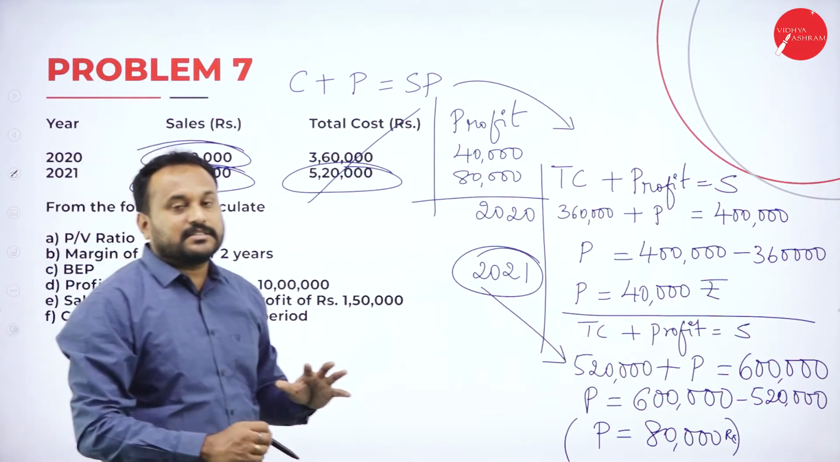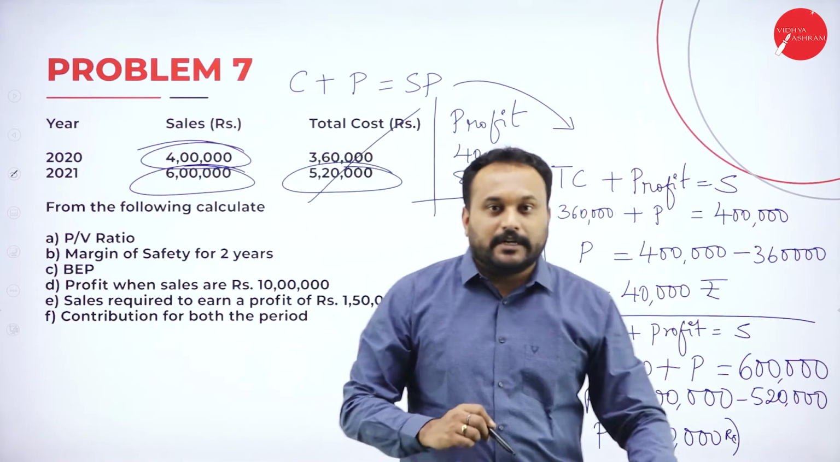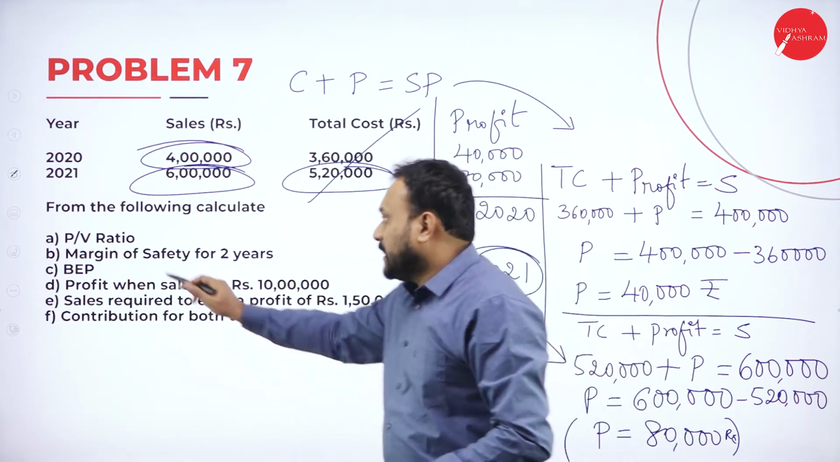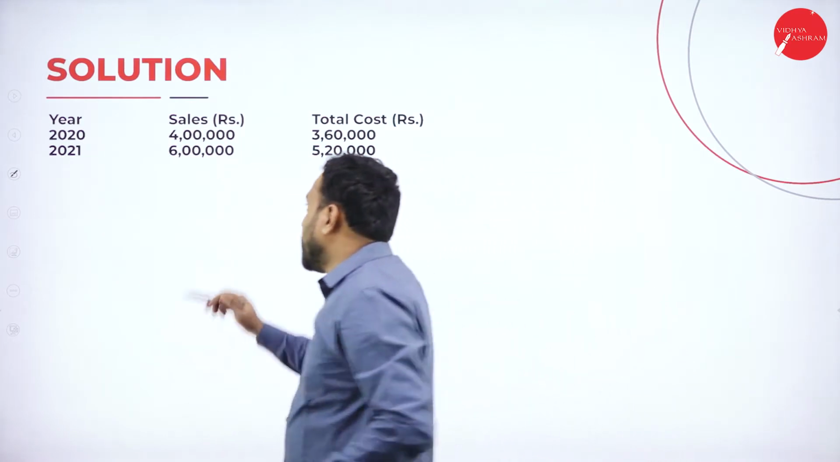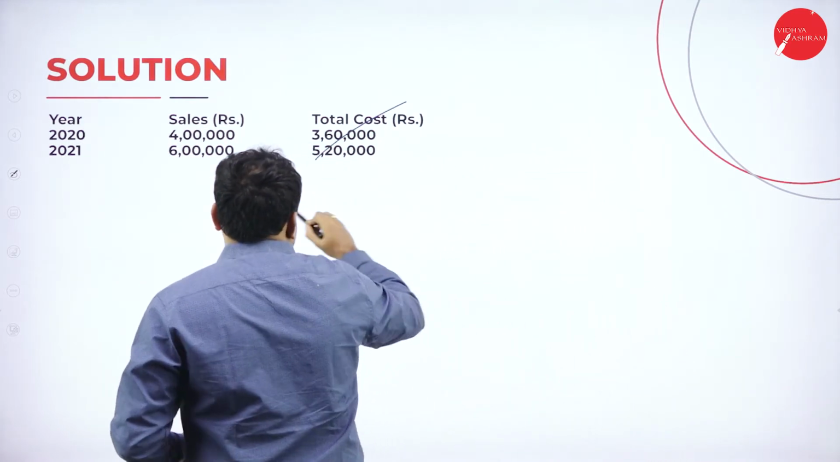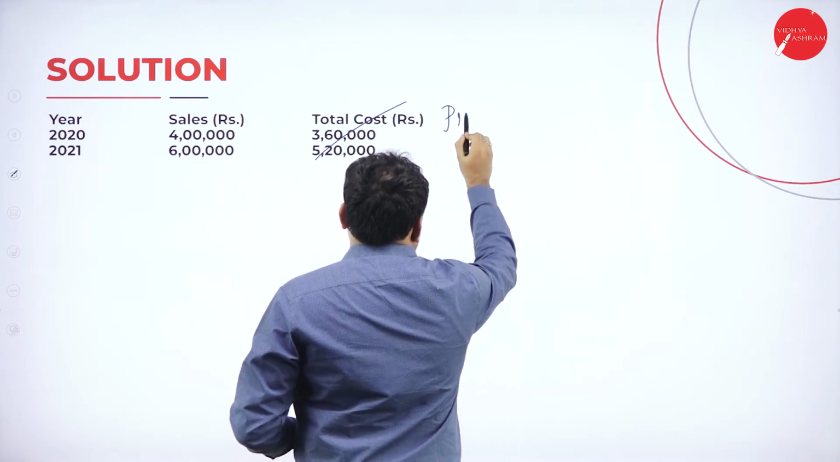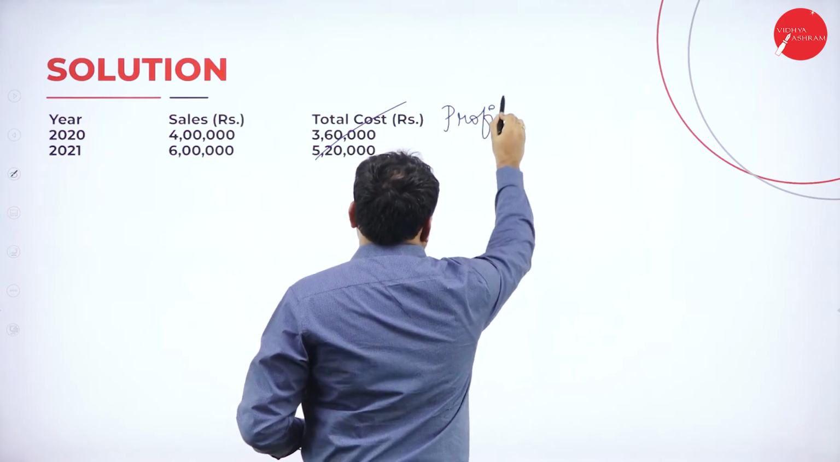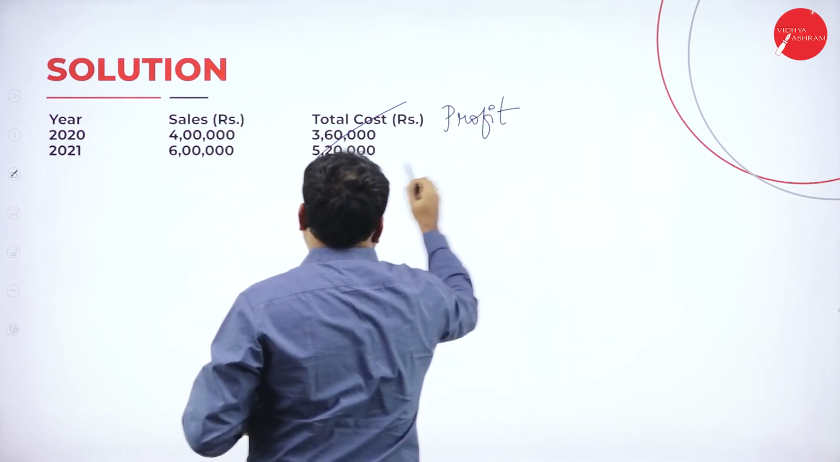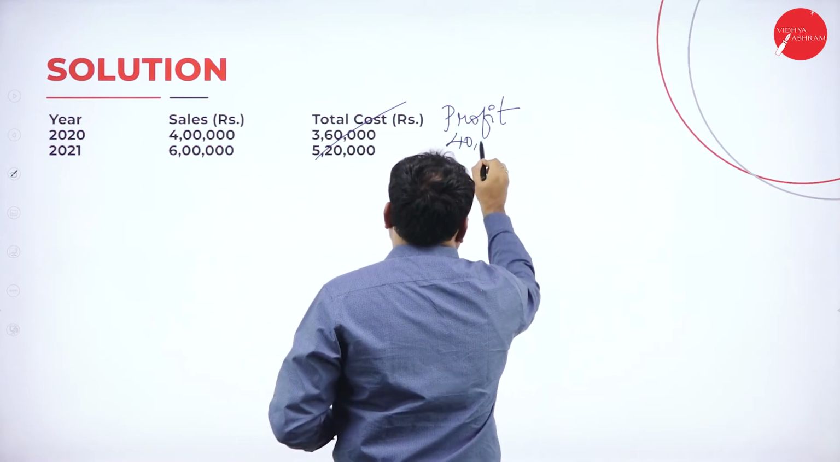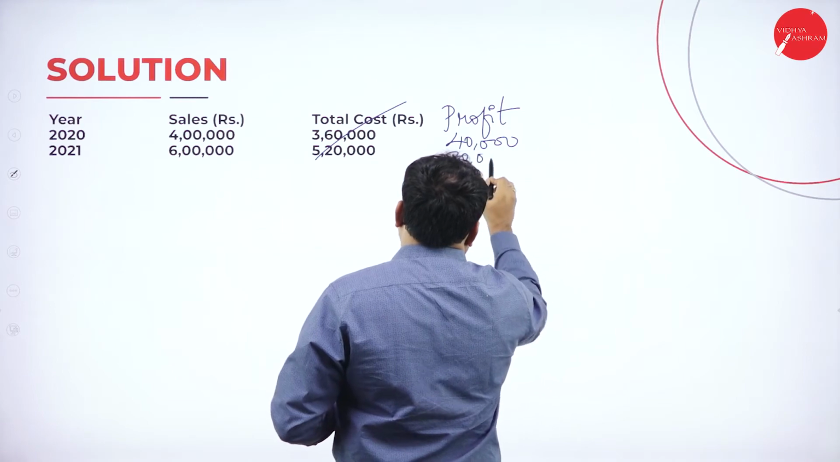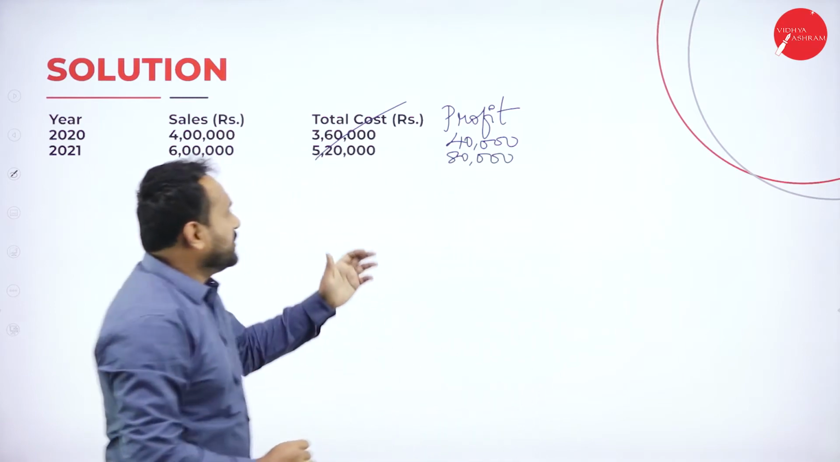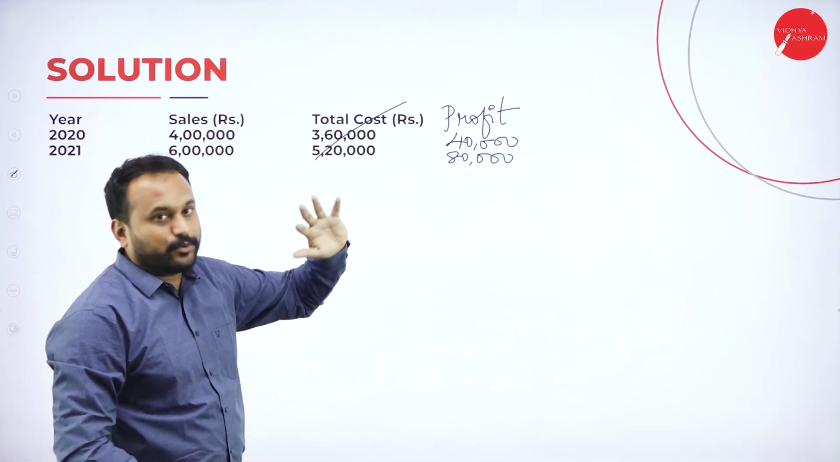This is how you are supposed to go with. Now let's go with the first one, that is PV ratio. What is it? How to find PV ratio? Now you need to cancel this. You should write here profit, and for 2020 my profit is 40,000 and for 2021 it is 80,000. Now I'll take my total cost, so this is what the question will be.